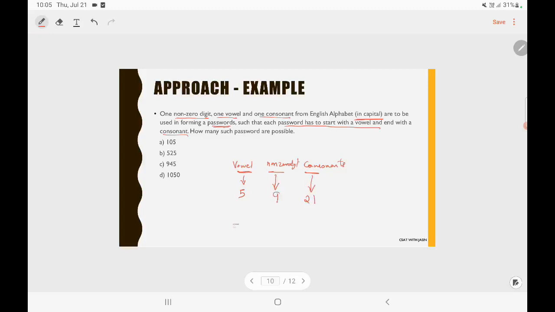So your answer will come 5 into 9 into 21, right? This is your final step. You need to solve it. So 5 into 9 into 21, if you solve it, you will get 945. So your answer is C, 945.